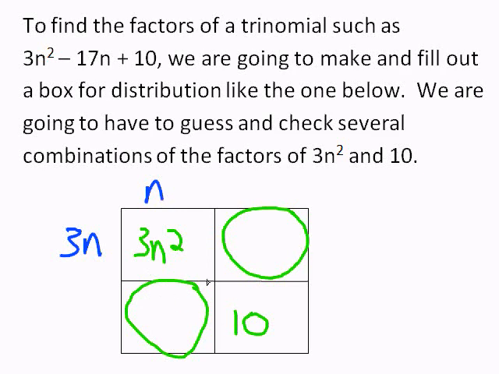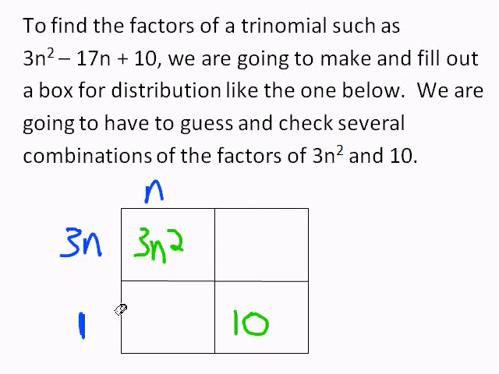Now the 10 is going to be a little bit more tricky. What are factors of 10? Well, we could start with 10 and 1. Again, I'm just guessing some factors of 10 and some factors of 3n squared, lining them up to see if they'll give us two boxes that will add together to give us negative 17n. So 3n times 10 gives us 30n, and 1 times n gives us just plain n. That clearly does not give us negative 17n, so these two will not combine together to get negative 17n in the middle. So we can try again.